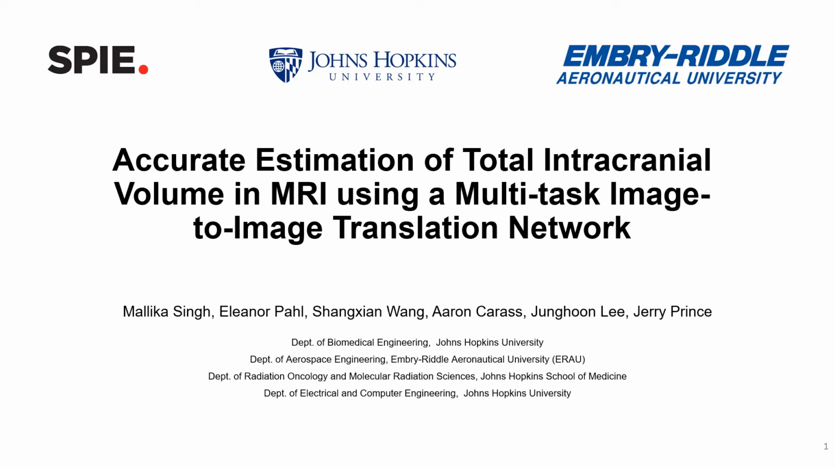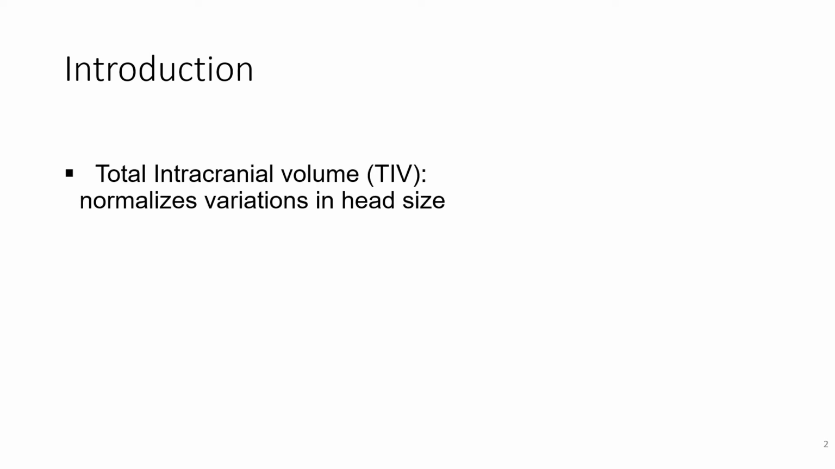Today I'll be talking about our work on how to accurately estimate total intracranial volume in magnetic resonance images using a multitask image-to-image translation network. A quick introduction on what and why we're focusing on the total intracranial volume, or TIV. TIV is an important covariate that helps reduce variation in inter-subject head size and is also used in evaluation of various neurodegenerative diseases. So what is TIV?